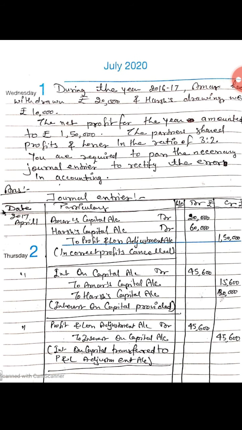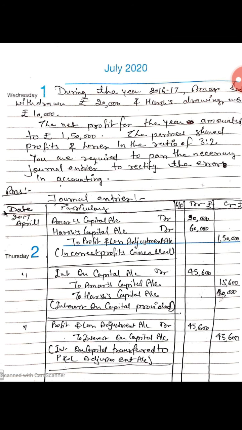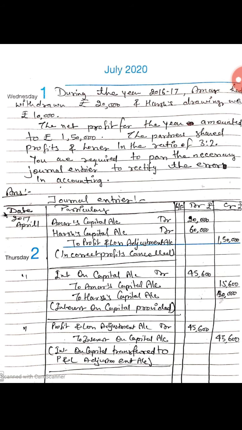This one, we will pass the journal entry here. Amar's capital account debit, Harsh's capital account debit, to profit and loss adjustment account 90,000, 60,000, 1,50,000. Then interest on capital account debit to Amar's capital, to Harsh's capital. This we provided here as interest on capital. Next, profit and loss adjustment account debit to interest on capital 45,600. We transferred our interest on capital to the profit and loss adjustment account.